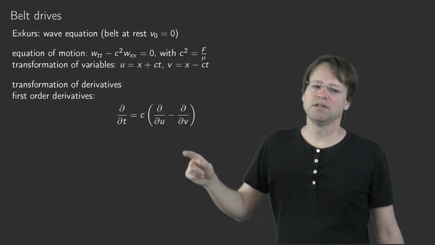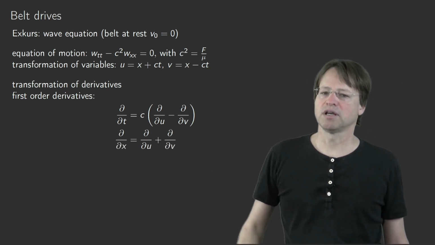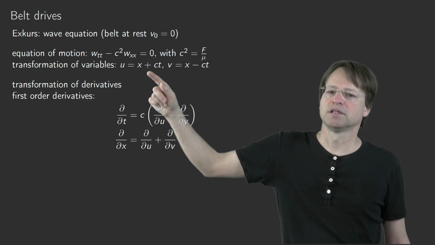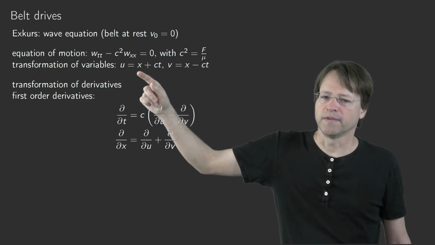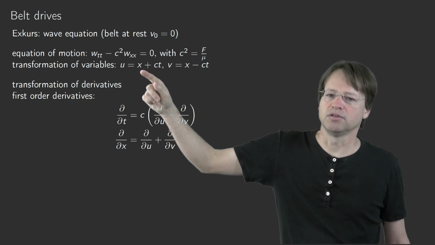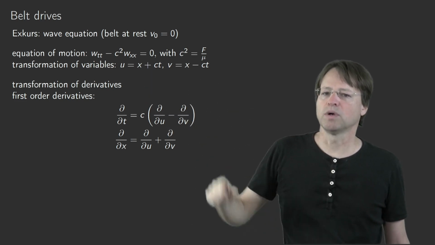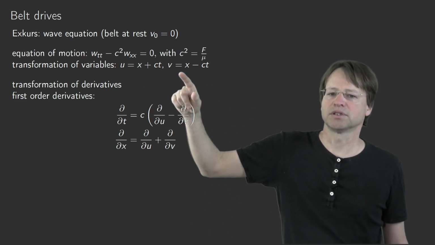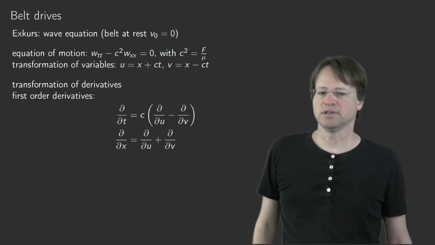So this would be d by dt. For d by dx, we have the same. D by dx is then du by dx, d by du, which is equal to 1, and dv by dx, which is equal to 1, d by dv.